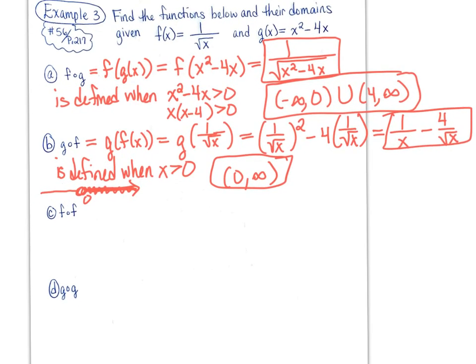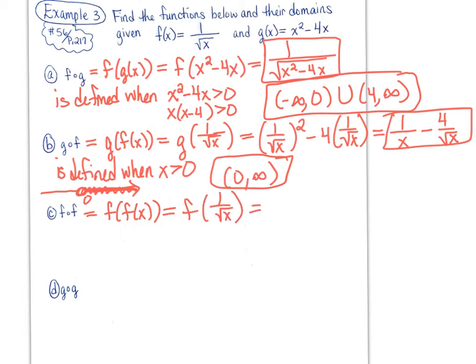Now, let's find the last two. We have to find F composed with F. So, that's equal to F of F of X. And that's equal to F of 1 over square root of X. That means now we're taking this entire thing and substituting it in for X here. So we get 1 divided by the square root of 1 over the square root of x. That's the same thing as 1 divided by the square root of 1 divided by the square root of x.